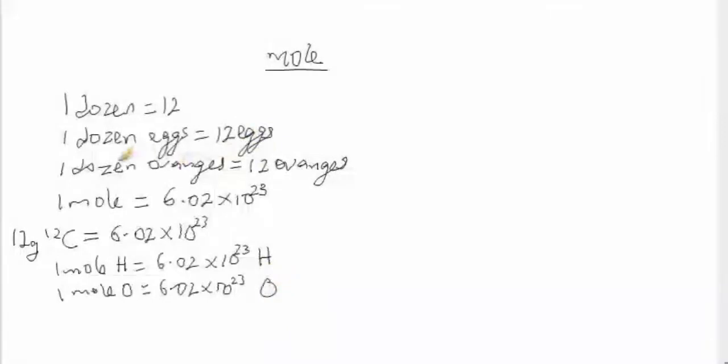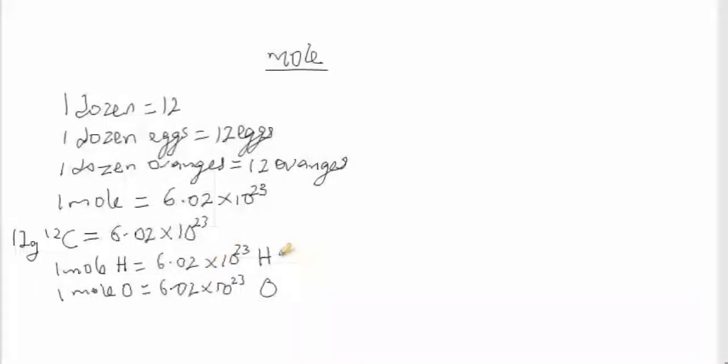Now, just like a dozen eggs contains 12 eggs, and a dozen oranges contains 12 oranges, but being different substances, the mass of 12 eggs cannot be the same as the mass of 12 oranges. So therefore, the mass of 1 mole of hydrogen, that's 6.02 times 10 raised to the power 23 hydrogen atoms, cannot be the same as that of oxygen. So the mass of 1 mole of any substance is called the molar mass of that substance.